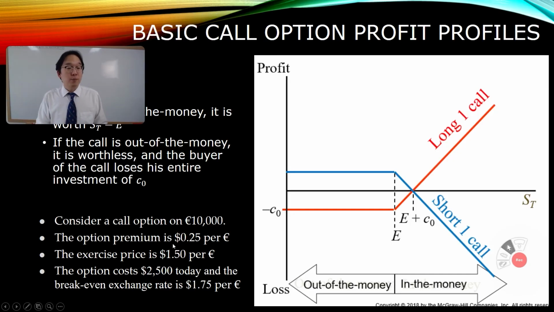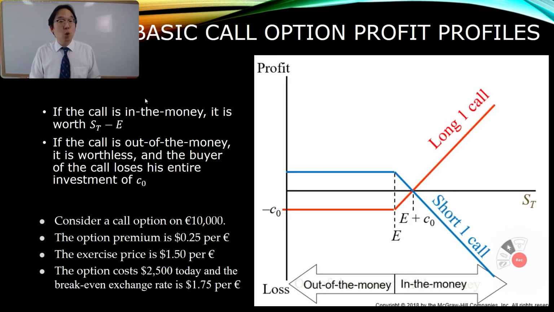Now, the basic call option and put option profits and payoff diagram looks like this. What you see in the red line over here, the hockey stick like, right? This is a call option.